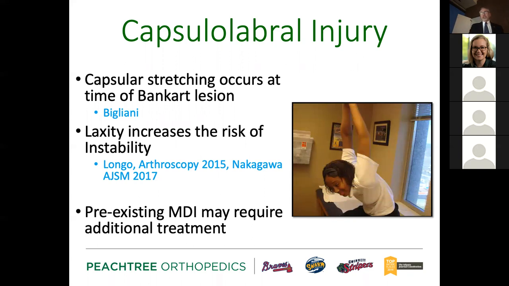So it's a classic party trick to start with. And then next thing you know, they have an event and suddenly they're tipped over the edge and they go from being lax to being unstable, where they're symptomatic. And so we know from multiple series that patients who have a pre-existing laxity in their shoulder are more likely to become unstable than people who aren't.